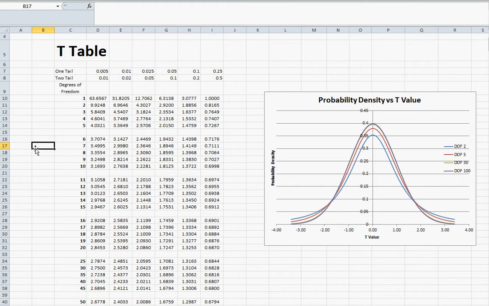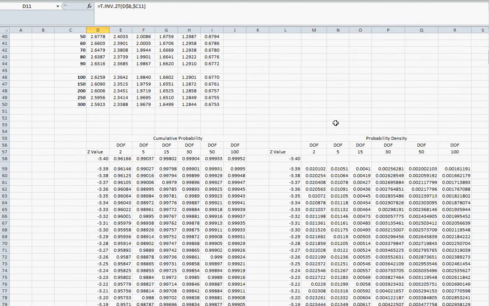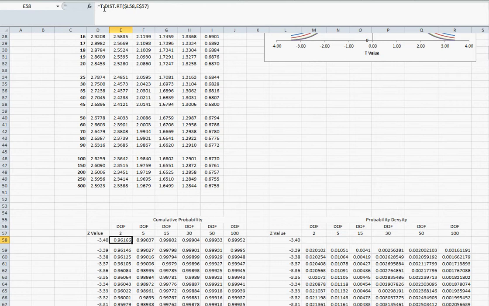So really the key functions you need to make the t-table is this t.inv.2t. And if you want to make this curve, you need a t.dist.rt, and then you need to subtract from it and divide by your step size.